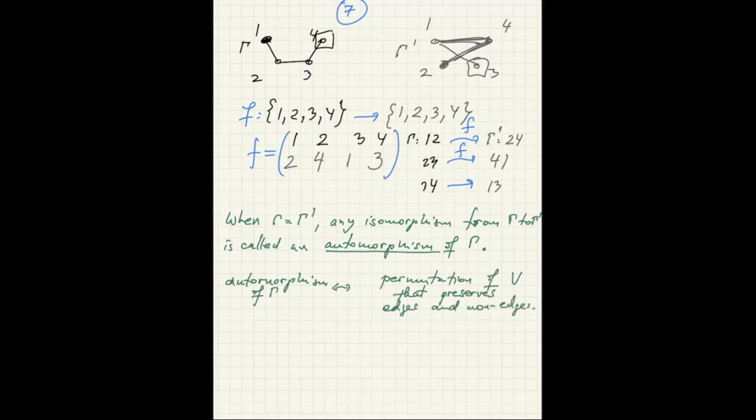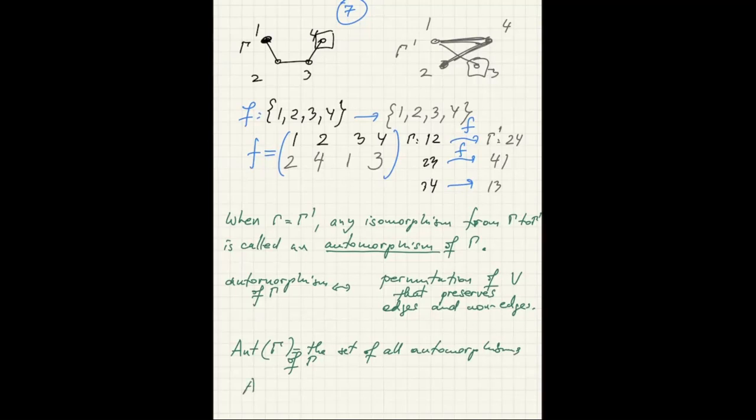And if you take all the automorphisms and you put them together, that gives you a group. So the automorphism group of gamma is the set of all automorphisms of this graph gamma. And this is a collection of permutations, and it's not hard to prove that if you take two automorphisms and you compose them, the composition is also an automorphism.